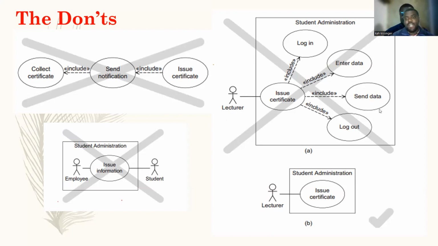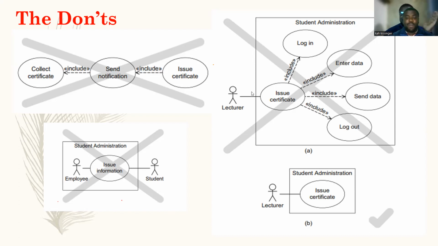Normally, we all know that for you to issue a certificate, you must log in to your application, enter the data, send the data to be saved, and then at the end you log out. But all of this is not necessary. The lecturer issues certificate. That is all. That is what needs to be done, but not how. How it is done is answered by the sequence diagram, which expands the sequence of events that need to be performed for that particular use case. So it is very important you know this.